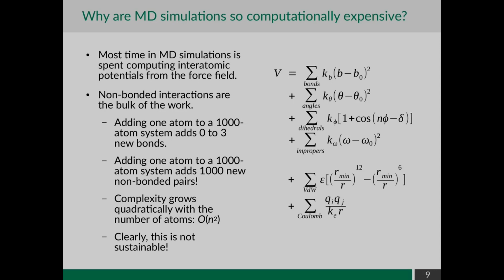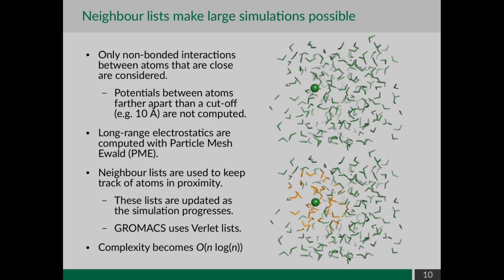This means that for non-bonded interactions, the complexity grows quadratically with the number of atoms, or with n squared. And clearly, this is not sustainable. To solve this issue, we only compute the non-bonded interactions between atoms that are close in space. We define a cutoff, for instance, say 10 angstrom, and for atoms that are farther apart, we don't even compute the non-bonded potentials between them. This means that we forego long-range electrostatics, which is a problem. We know long-range electrostatics are important. Therefore, we add them back to the equation by using what we call the particle mesh Ewald method.